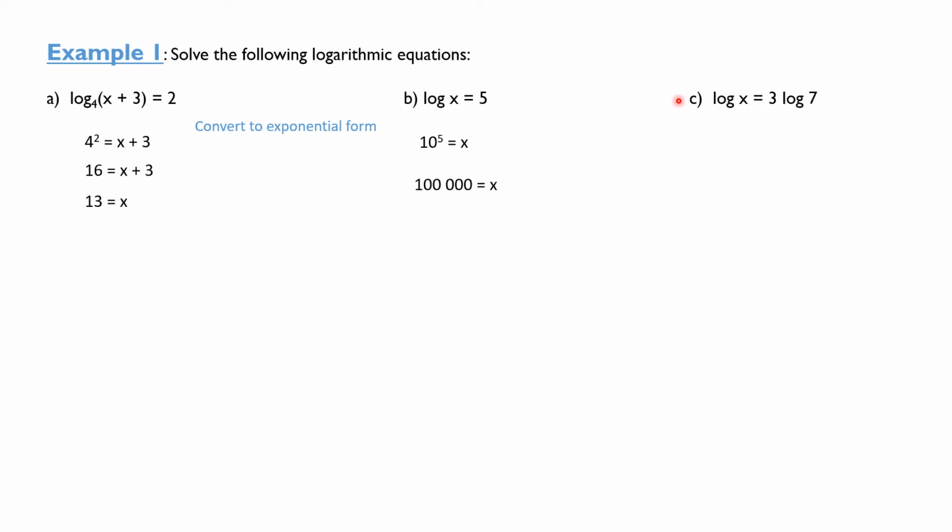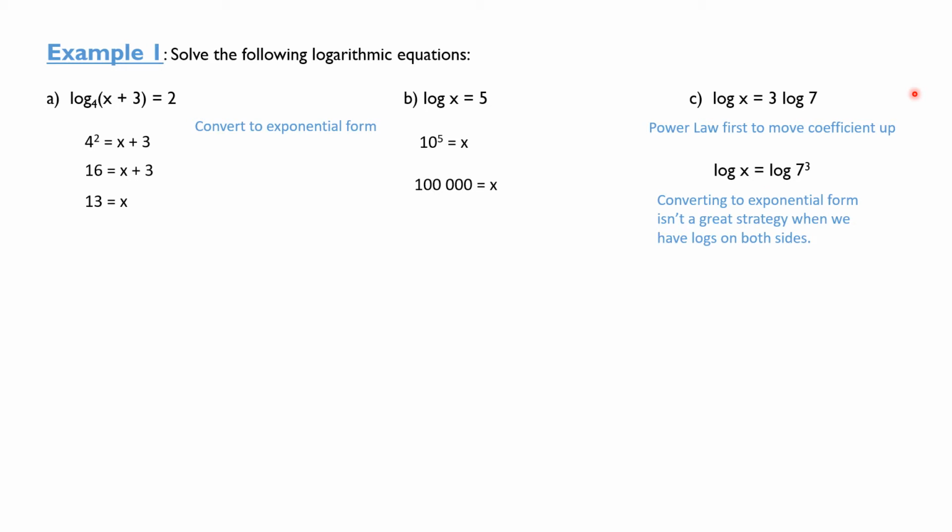Next one. Now this one, it doesn't really make sense to convert this to exponential. We're going to get this coefficient 3 and move it up. Because we have logs, we're allowed to do that. But still, converting to exponential form isn't a great strategy when we have logs on both sides. So we're not going to convert to exponential. So can you think of anything else here?